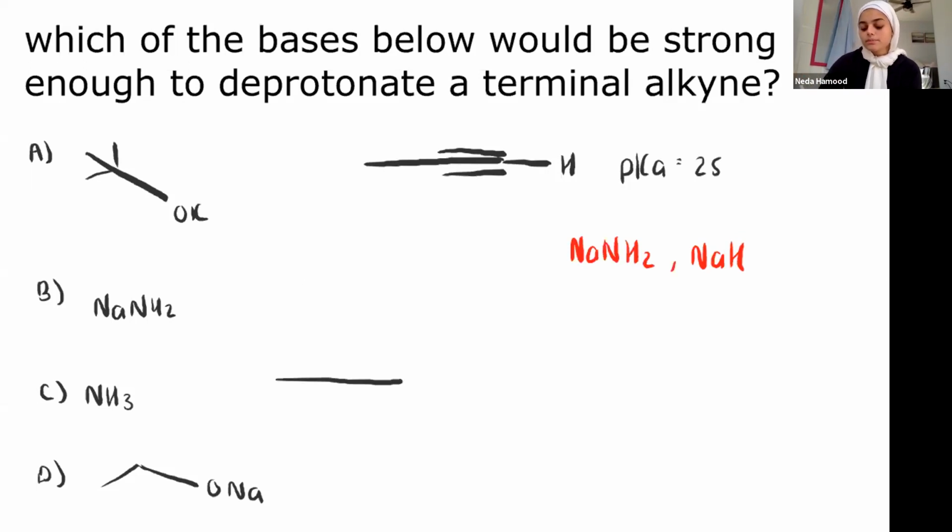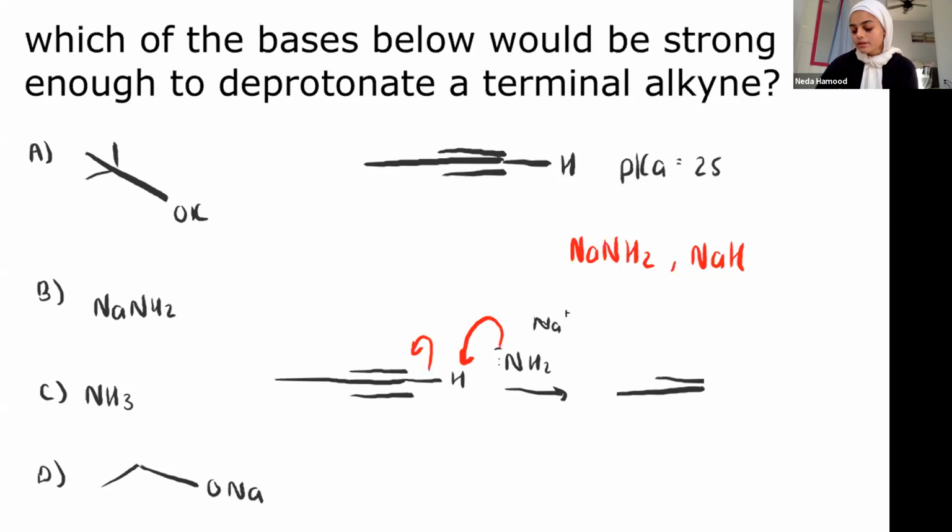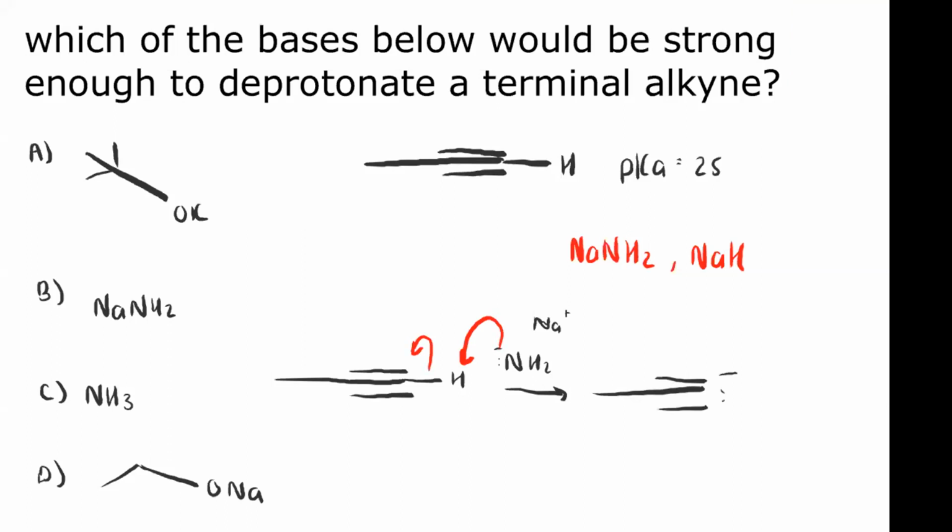So just going over the mechanism for this really quick. We have NH2, and that kind of dissociates from the Na, which becomes positive, and then takes the hydrogen, moves it like that, and then we have this. Okay, there you go. Perfect. Everybody good with that?